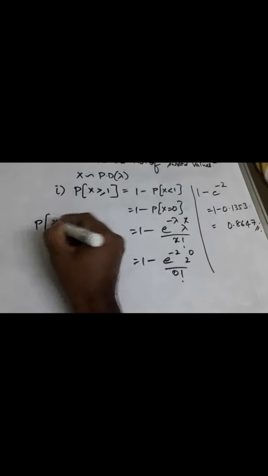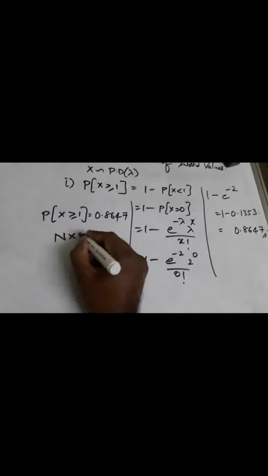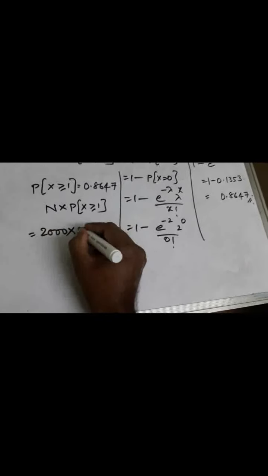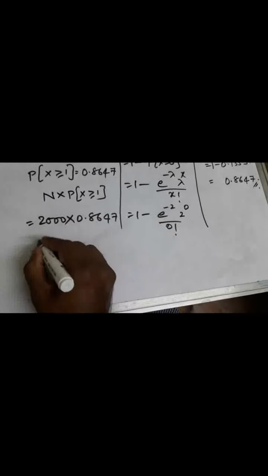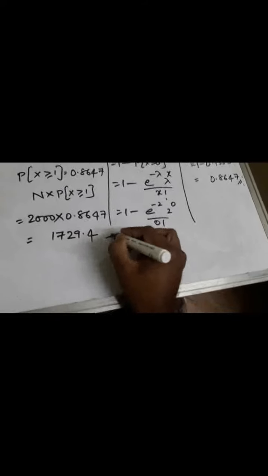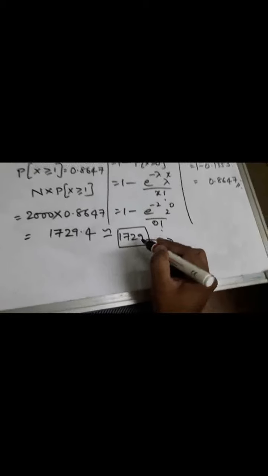Now P of x greater than or equal to 1 value is 0.8647, right? Now the question asked, how many number? That's the reason capital N is given. N into P of x greater than or equal to 1, that is 2000 into 0.8647. Finally the answer is 1729.4, approximately 1729. Out of 2000 packets, 1729 packets have substandard quality.